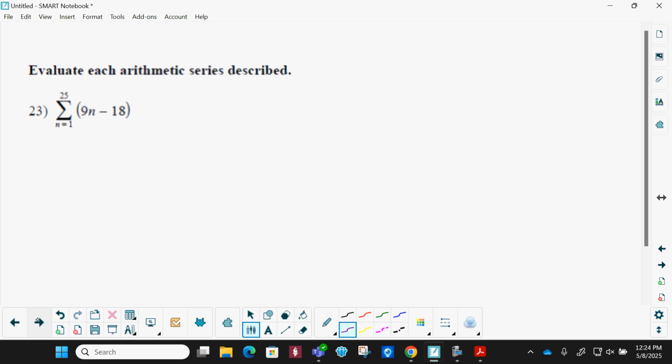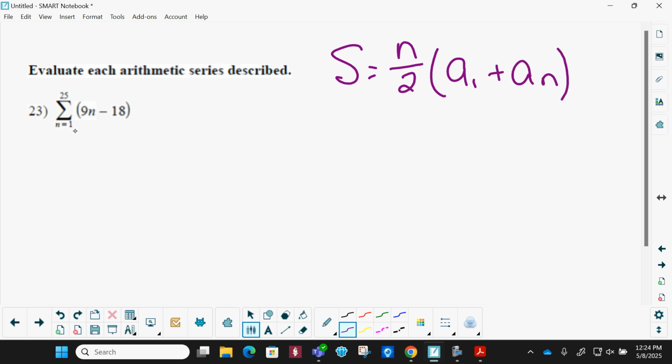Okay, arithmetic sum. So S equals N over 2 times A1 plus AN. Okay, we start here at 1, so 25 is my N value. I need to get my first term, and we start at 1, so we're going to plug 1 in.